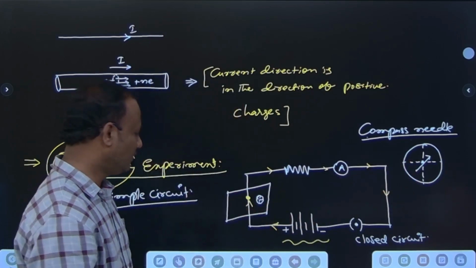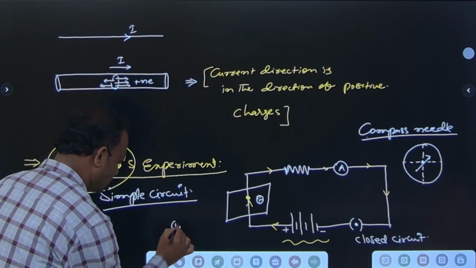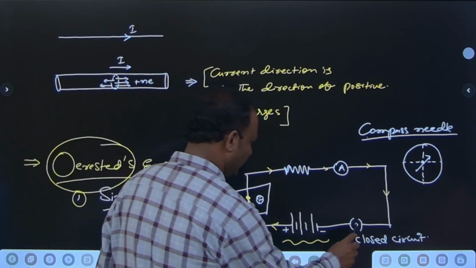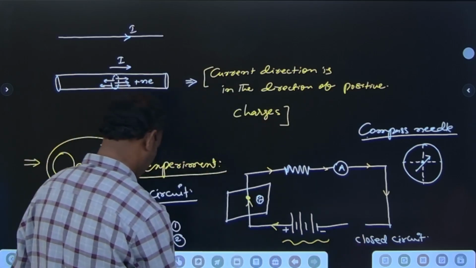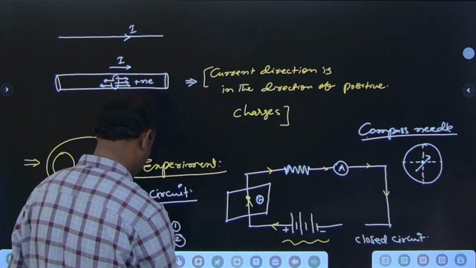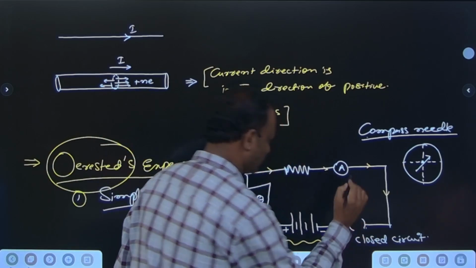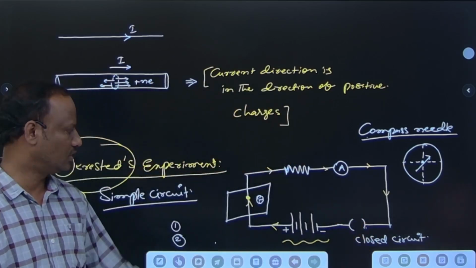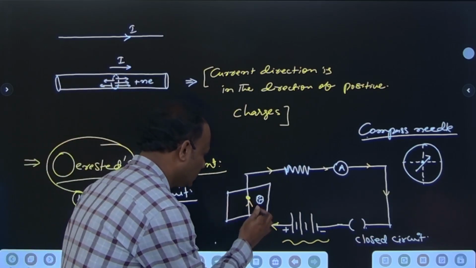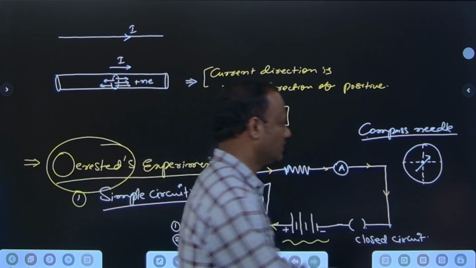Very first condition, he conducted the experiment. There are 2 things we need to learn. The first thing is when the circuit is opened. This is the circuit, and it's an opened circuit. Opened circuit means no current is passing. No current is passing, and the magnetic needle is here, as you can see.